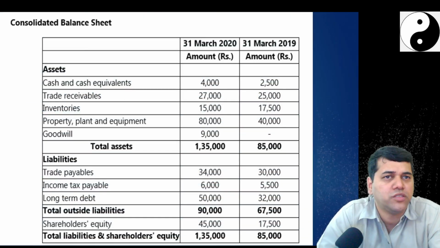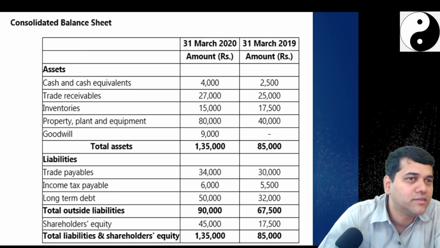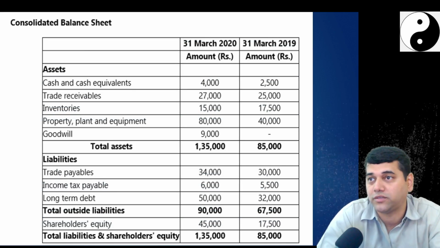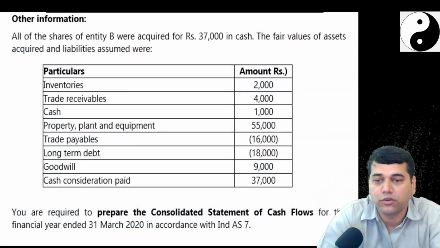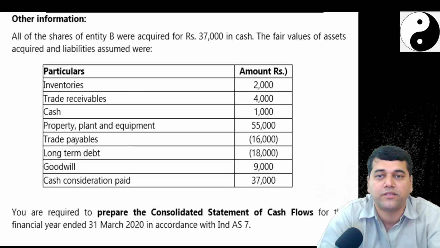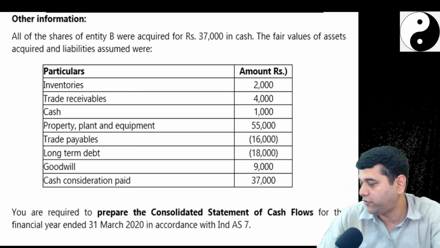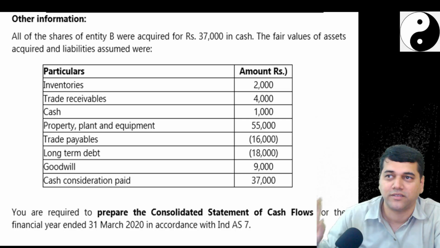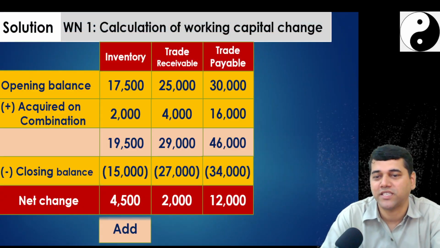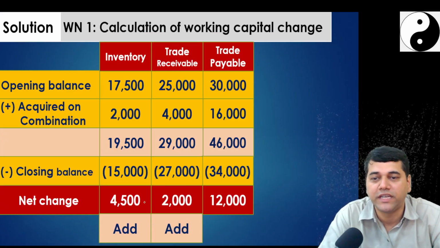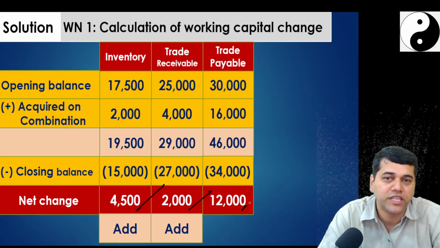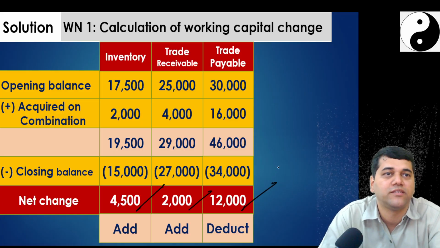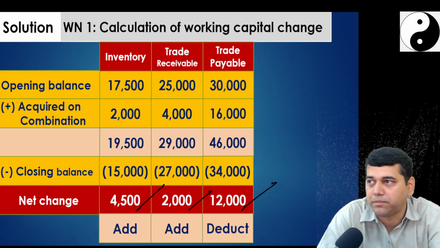Is it the same question? How many marks? An 8 marks question. Okay, so what you need to do, I don't think any other adjustment was there. 37, so 74 divided by 2, just half the numbers here. First you start with the change. 4,500 is your inventory change, trade receivable change, trade payable change. Did you get this number? Yes, this is a very simple thing.